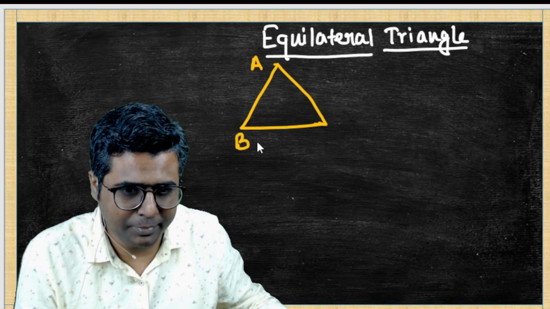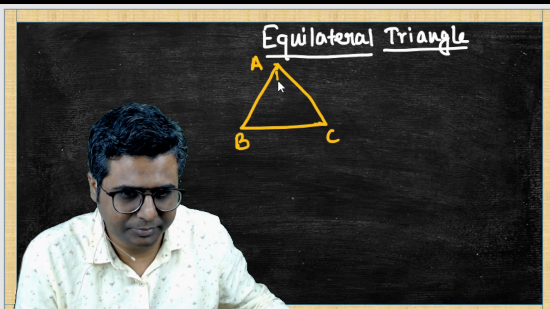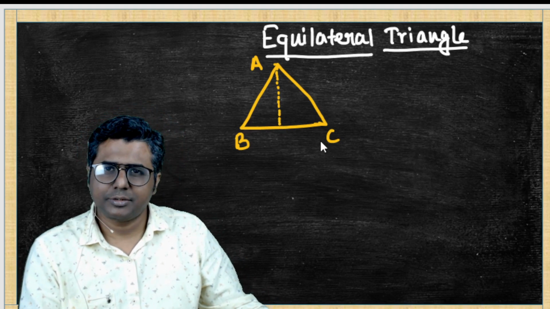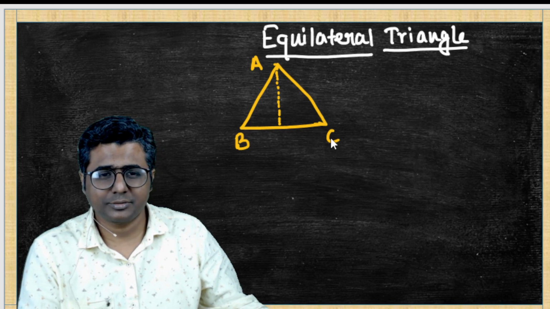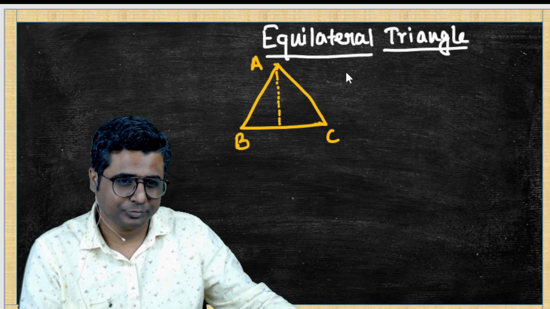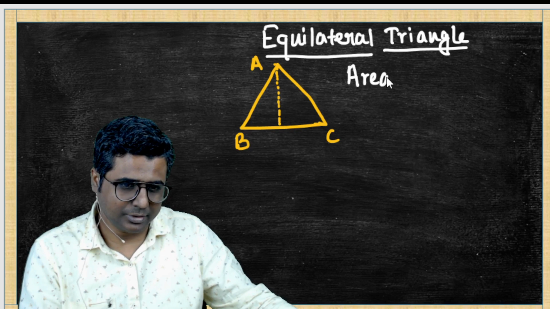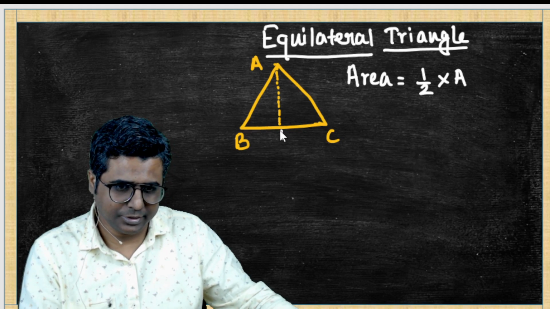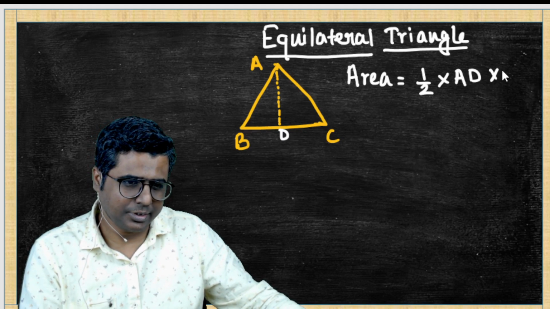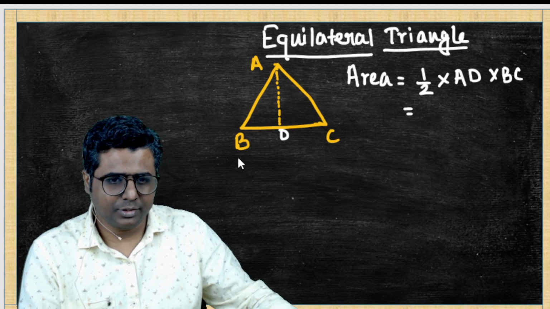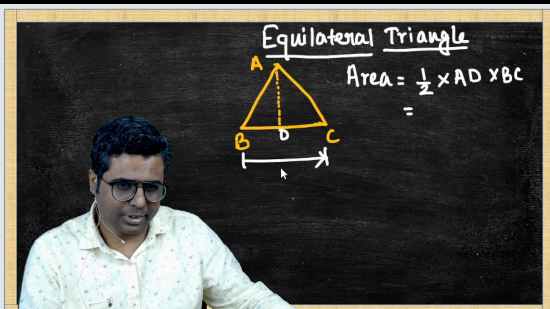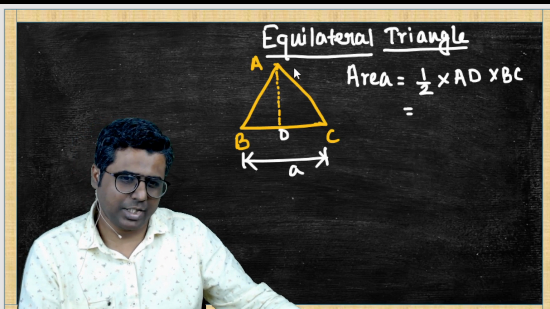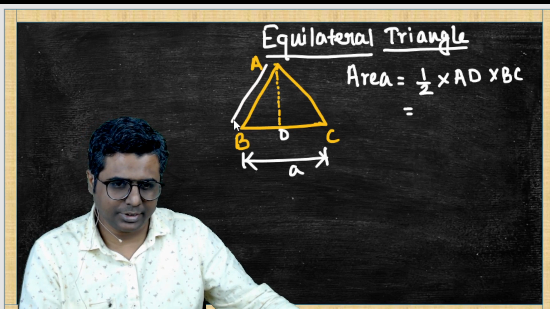A, B, C. I am taking this base BC. I have to take one base. If I want to use the formula, as we know, area is equal to half into AD into BC. Now let us take that all the sides in equilateral triangle are equal. So this will be like A, and everything is A, right? So I will take one of the sides as A.